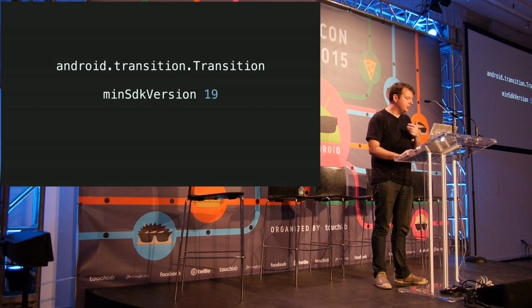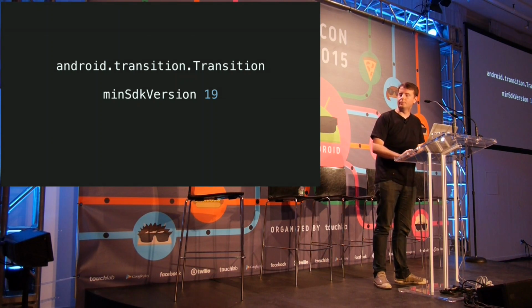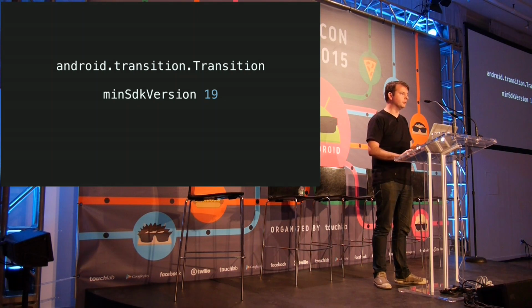The only problem with transitions is they didn't show up until KitKat. So I know a lot of people are thinking, you mean Lollipop, right? No, Lollipop. So Lollipop applied the transitions that arrived in KitKat to activities, which is pretty cool. But they're there in KitKat. You can use them for views.